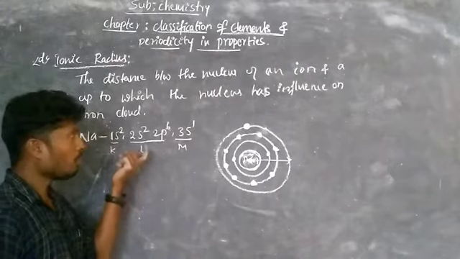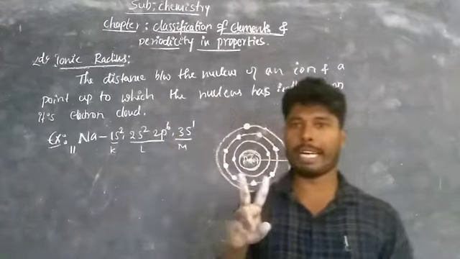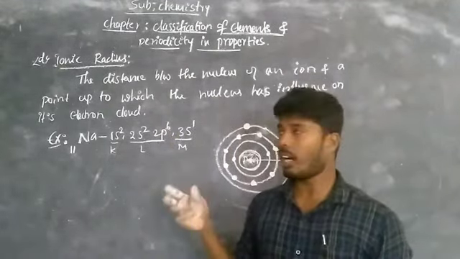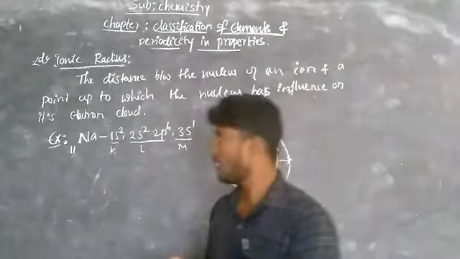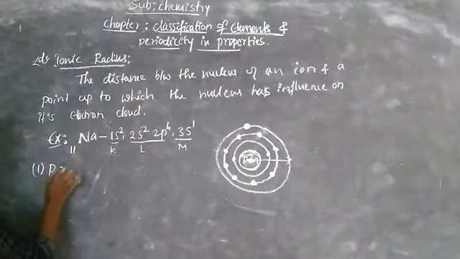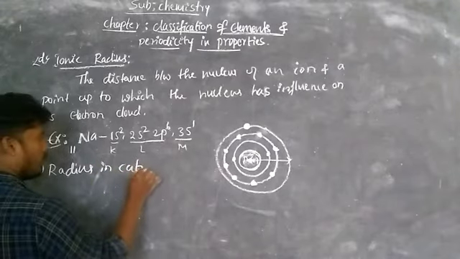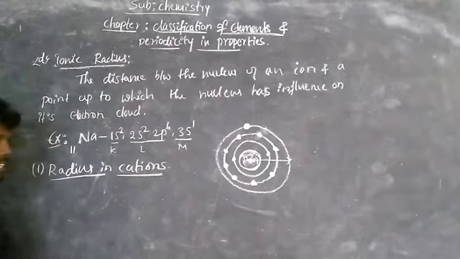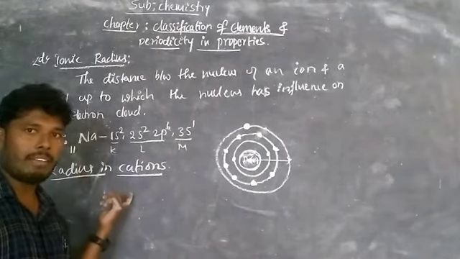Okay, so this ionic radii can be further classified into two types. One is the cationic radii and the other is the anionic radii, or radius in cations and radius in anions. Now take the first one, radius in cations. Now take sodium. This is an alkali element. The alkali elements are always basic in nature.